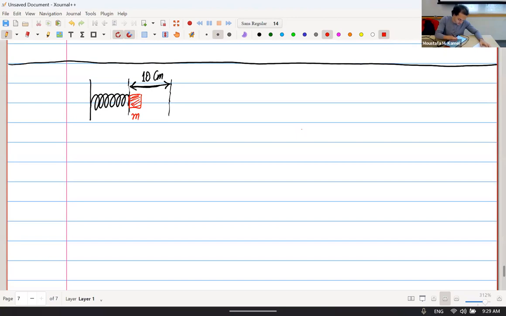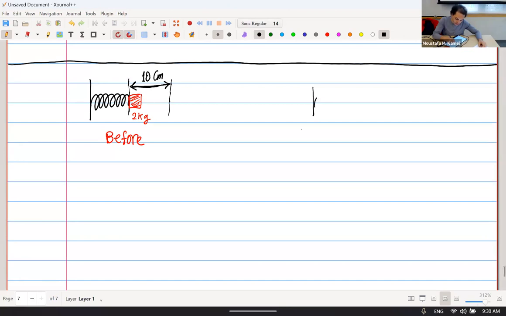This mass is equal to, let's say, 2 kilograms. Then this is the initial situation, so we call this before. And then I ask you, what's the speed of the block after the spring is released and the block leaves the spring?